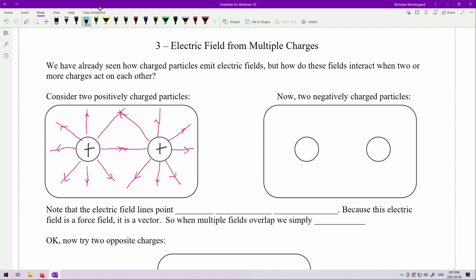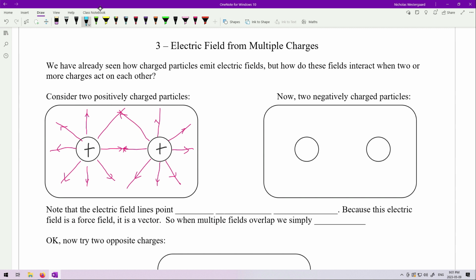Let's start in the middle. In the middle, it's easy to tell. You can have the arrow from one heading to the right and the arrow from the other heading to the left. These arrows are interacting, and right in the middle here, we're going to notice that they should cancel out. There should be no field at that point, so I'm not going to draw any line there.